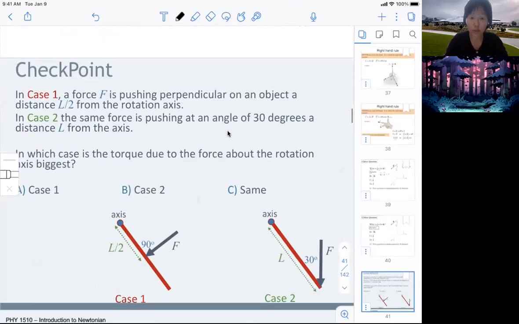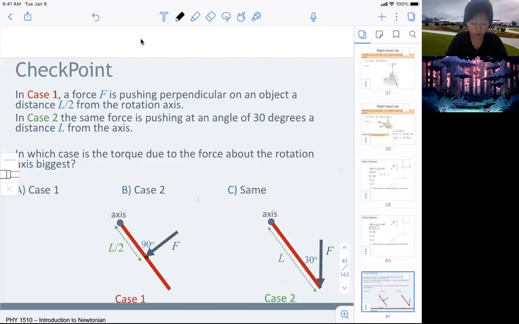So this is a checkpoint question that you have already done. Again, we are looking at torque. Two different cases. Case 1, you have a force applied here midway through the bar at a distance L/2 away from your center rotational axis. The angle between the bar and the force is 90 degrees. Case 2, you make a 30-degree angle, but you apply it at the end.